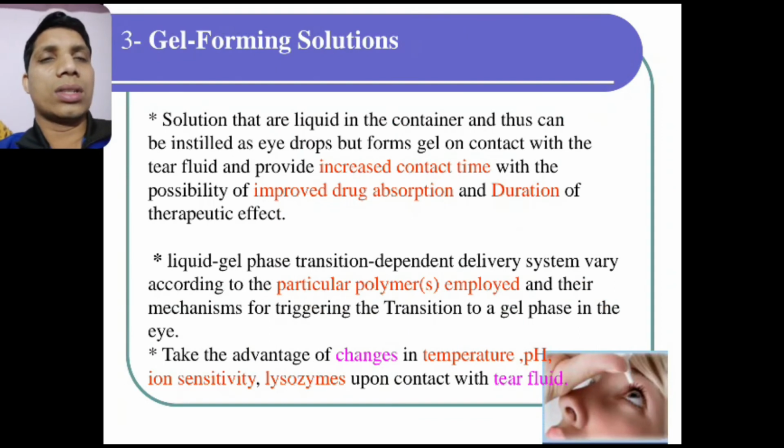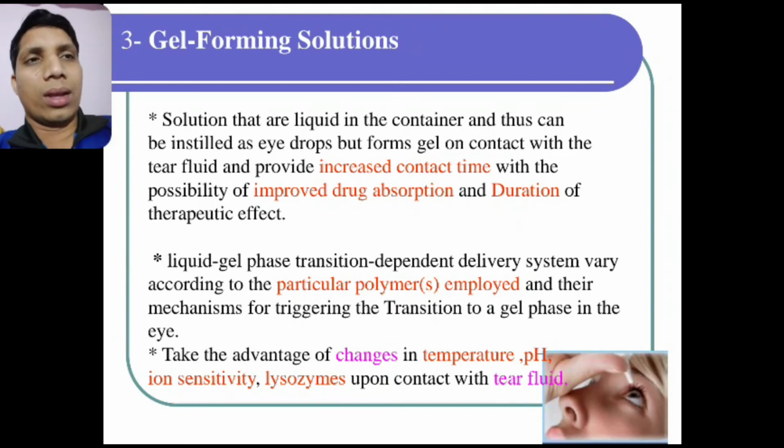Gel forming solutions are solutions in the container, but when they are instilled into the eyes, they become a gel on contact with the tear fluid and provide increased contact time, with the possibility of improved drug absorption and duration of the therapeutic effect. The liquid to gel phase transition delivery systems vary according to the particular polymer employed and their mechanisms for triggering the transition to a gel phase in the eye. The main advantage is taking advantage of changes in temperature, pH, and ion sensitivity upon contact with the tear fluids.